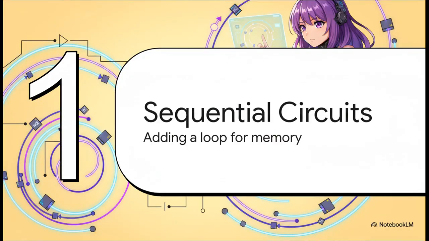So, how do you actually make a circuit remember something? The big idea is honestly so simple it's brilliant. You make the circuit talk to itself. You create a loop where the output can circle back around and influence the next input.